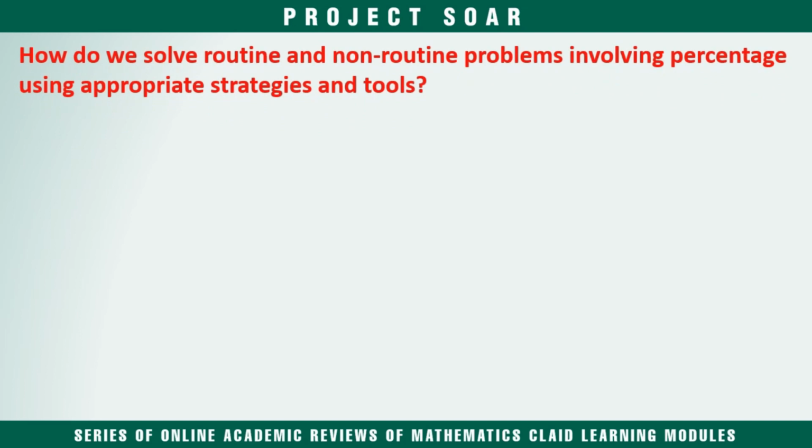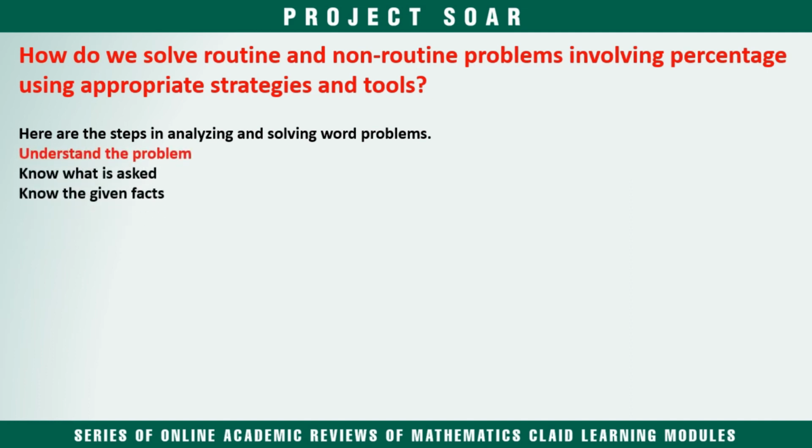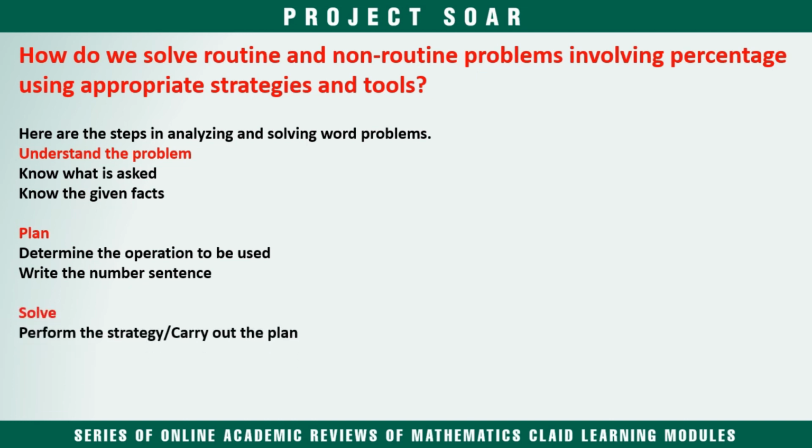How do we solve routine and non-routine problems involving percentage using appropriate strategies and tools? In solving and analyzing word problems, always remember the following steps. First, we are going to understand the problem, know what is asked, and know the given facts. After we understand the problem, next we are going to formulate a plan, determine the operation to be used, and write the number sentence. Then, we are going to solve, perform the strategy, and carry out the plan. And the last step is, we are going to check and look back, see if your answer makes sense, and state the complete answer.